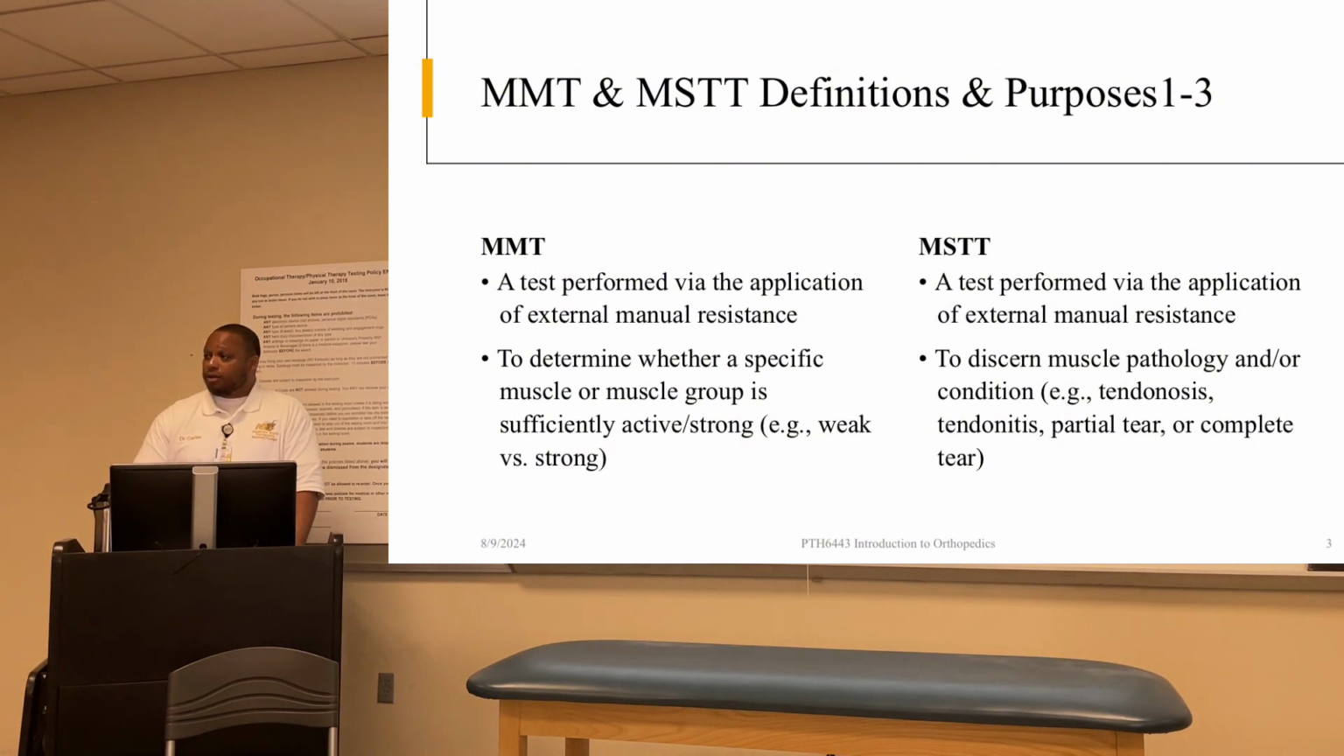To discern whether the muscle tendon is tendinosis, tendinitis, partial tear, or complete tear. All right? So what is the difference between tendinosis and tendinitis? When we talk about tendinitis, we're talking about an acute inflammatory condition of the tendon. So acute being typically 1 to 7 days when we're talking about acute.